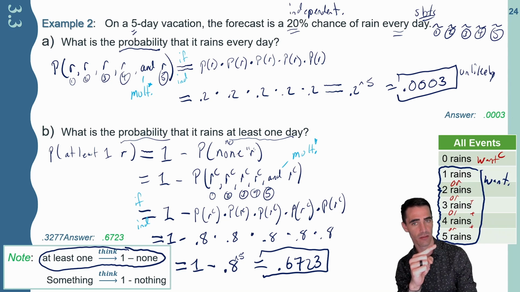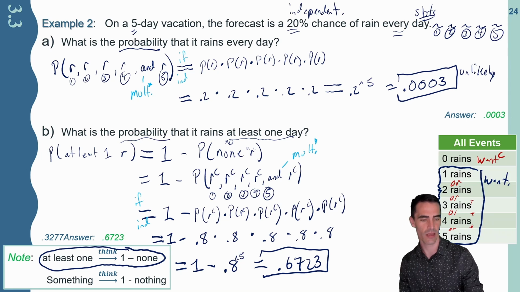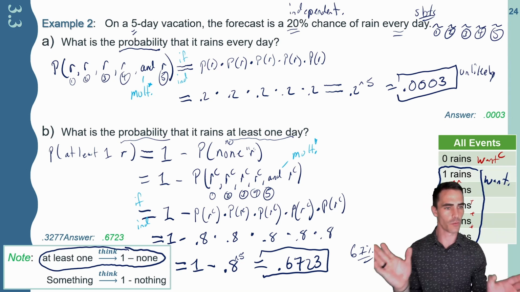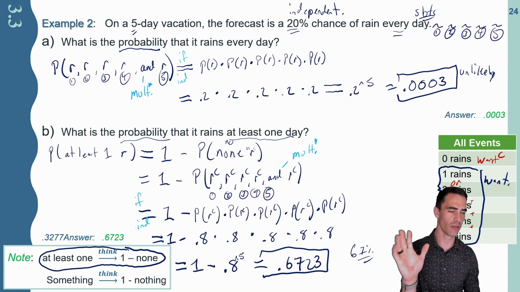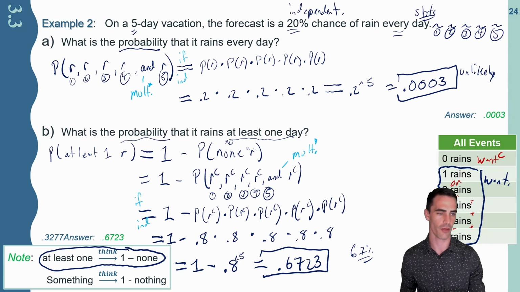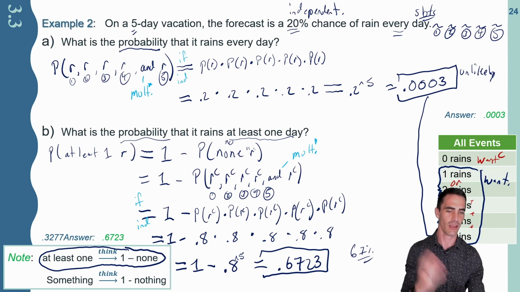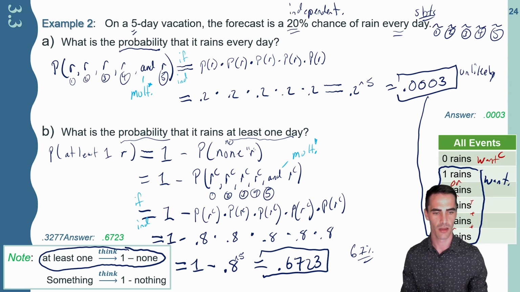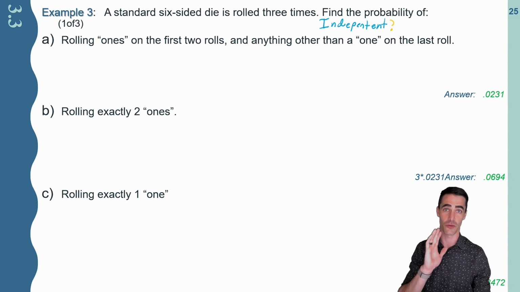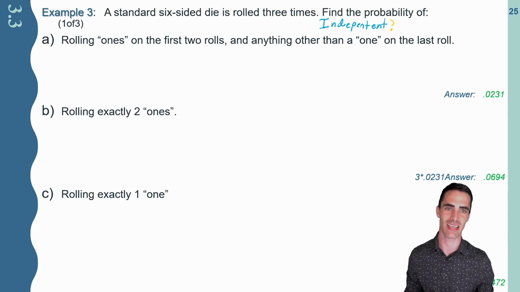But the probability that it's going to rain at least one day, well, you can add up all of these different events, finding the probability. It's quite tedious. Or we can do it the complement way, and we find there's roughly a 67% chance that it's going to rain at least one day. Again, it might rain one day, no big deal. It might rain 5 days. That would be terrible. And if you add up all these different probabilities, you'll get 67.23%.